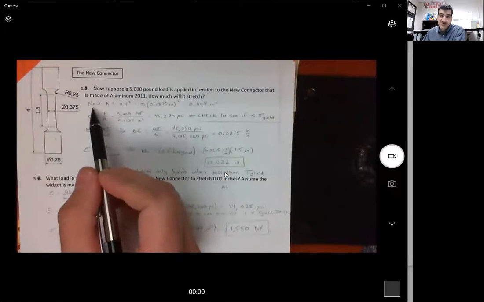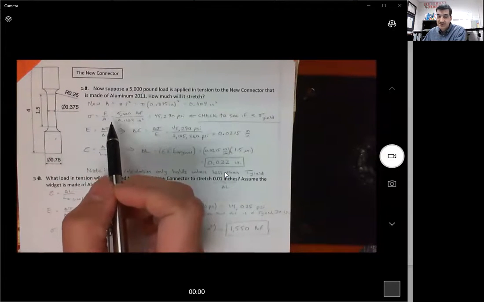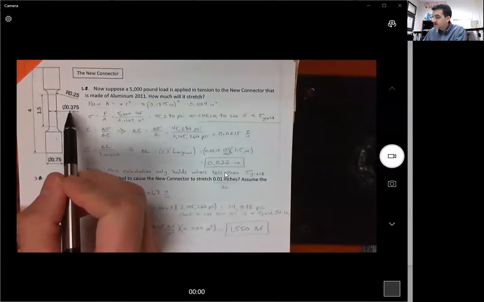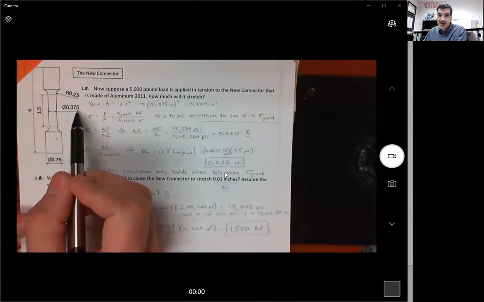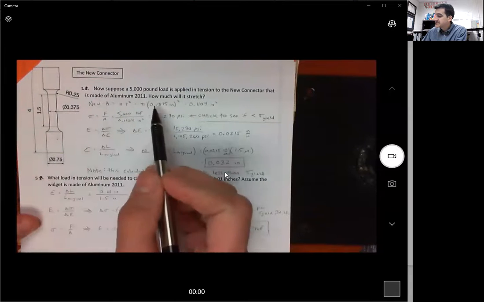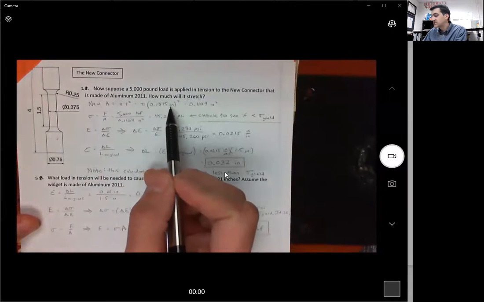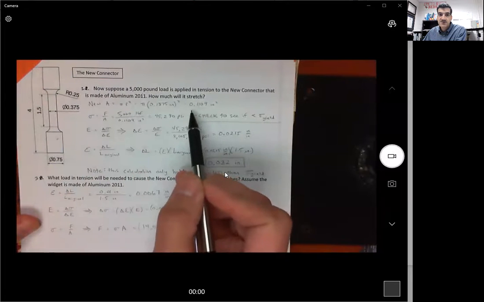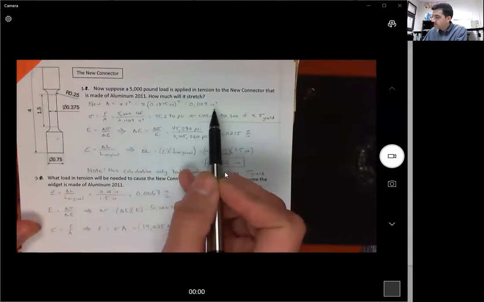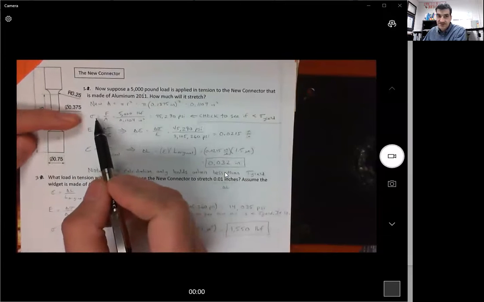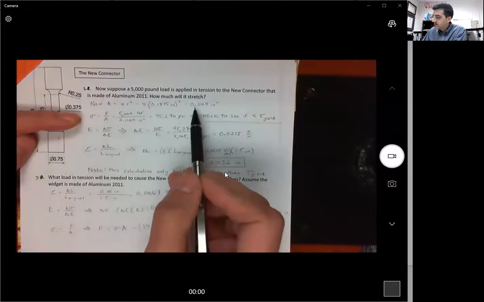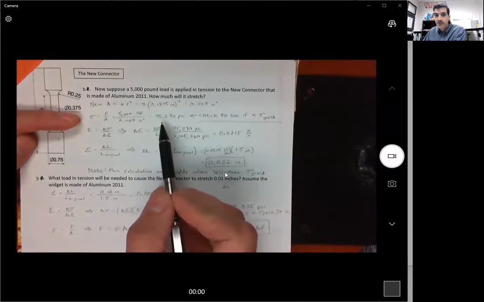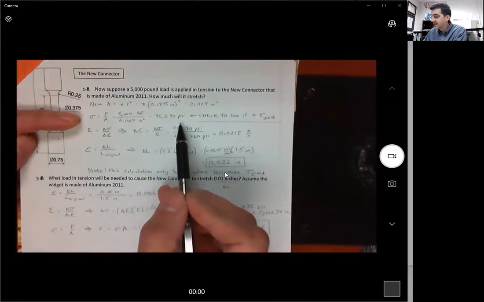So first I have to know the cross-sectional area in order to calculate the stress. So the area, once again, is pi r squared. The diameter here is 3/8 of an inch, 0.375. And so the radius is 0.1875 inches. So square that, take it times pi, and you find that the area is 0.1104 inches squared. Now I can calculate the stress by taking this force divided by this cross-sectional area, and I get a resulting stress value of 45,290 psi.